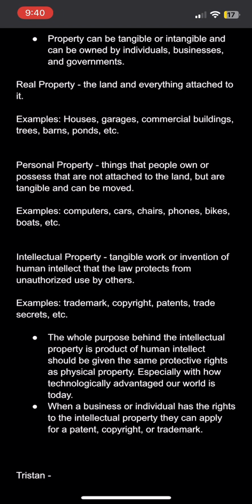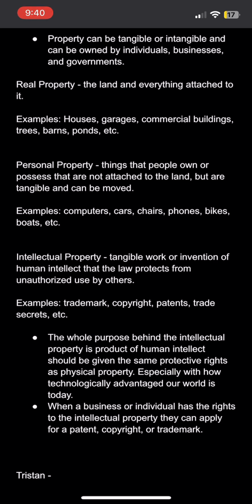Intellectual property deals with tangible work or invention of human intellect that the law protects from unauthorized use by others. Examples of these would be trademarks, copyrights, patents, trade secrets, etc. The whole purpose behind intellectual property is that the product of human intellect should be given the same protective rights as physical property, especially with how technologically advanced our world is today.